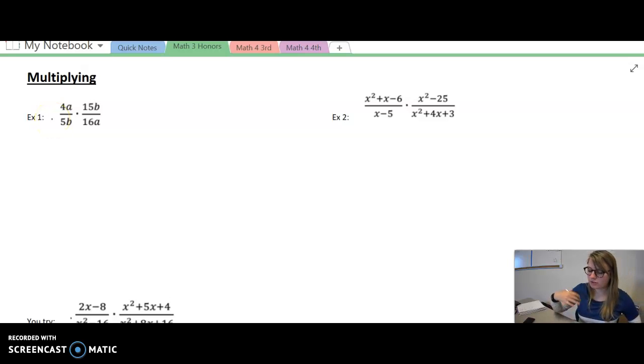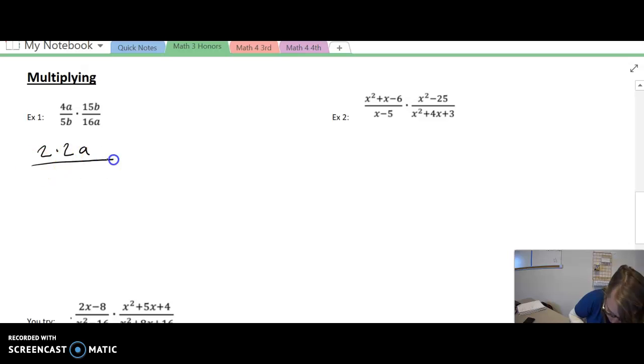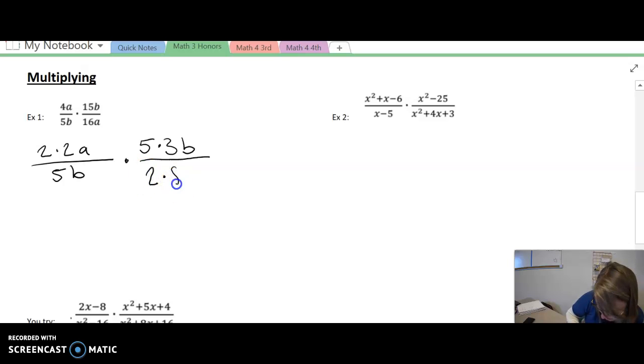Right, so let's move on to multiplying rationals. So first, when we look at this, I want to have the factors of my numerators and denominators listed out. So for 4a, we have 2 times 2a. 5, well, 5 is a prime number, so we're going to leave that. 15b, well, that's going to be 5 times 3b. And then 16a, I'm going to do 2 times 8a.